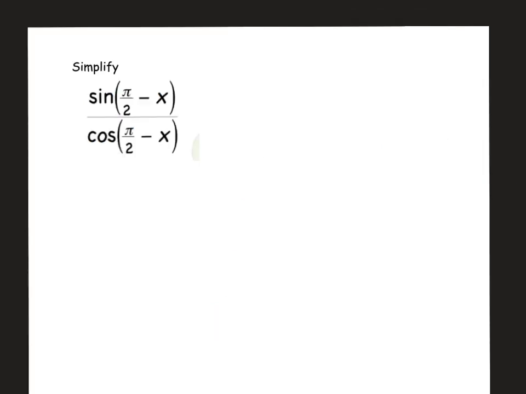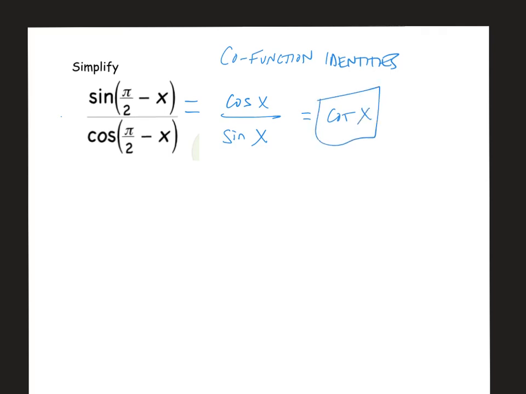In this example, when you see the pi over 2 minus x, remember those were cofunctions. All right, so the cofunction of sine is cosine, and the cofunction of cosine is sine. And when we divide those, we get cotangent. And that looks simplified.